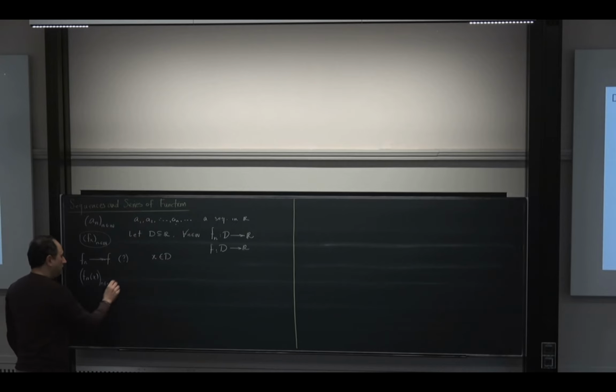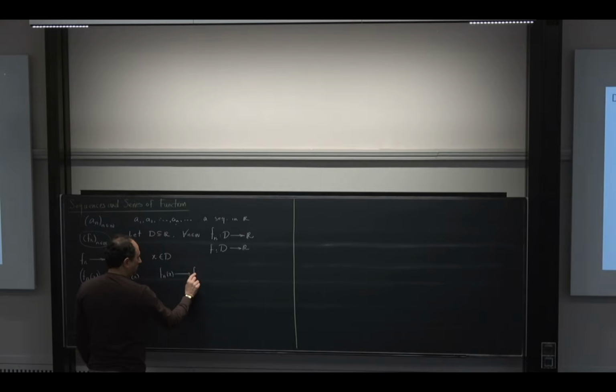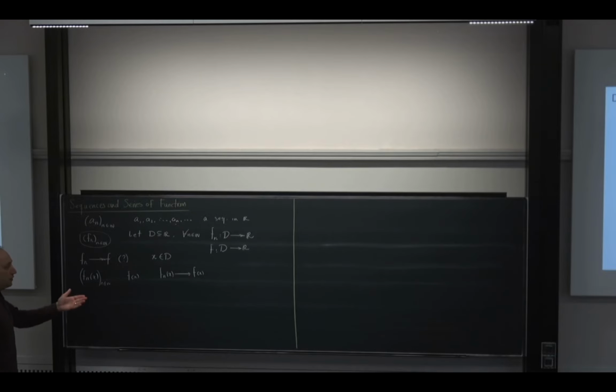And f of x is also a number. Then we know what is the meaning of a number approaching a number, based on what we learned in the sequences of real numbers. So this is one way of defining convergence, and that is called pointwise convergence. The reason is that we want to check the convergence point by point.